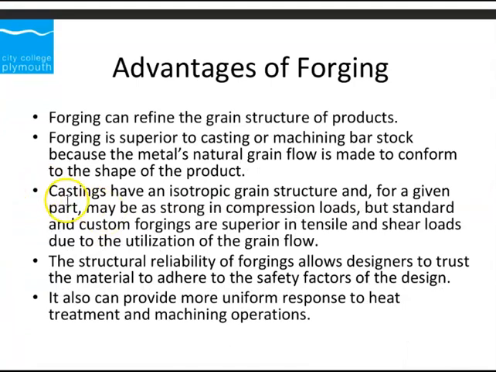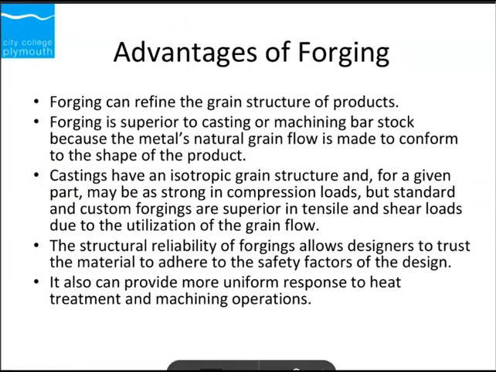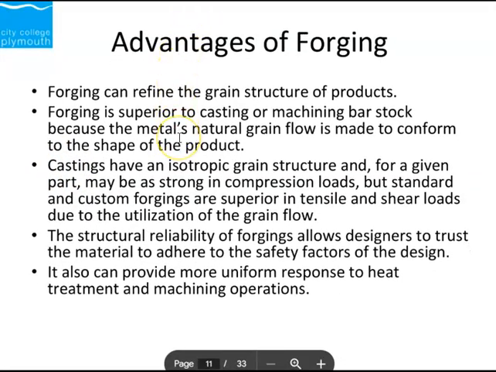Why do we do the forging, and what are the advantages of forging? One of the main advantages of forging is that it can refine the grain structure. Forging is a lot better than casting and machining, because the natural grain of the metal is in flow; it flows with the shape, which gives extra strength. Now, casting has an isotropic grain structure.